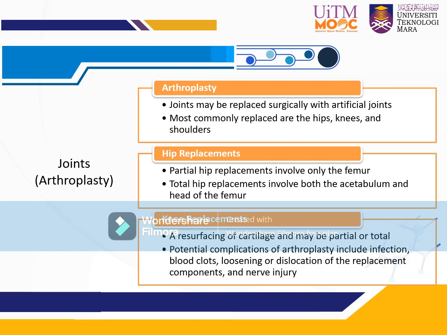For example, in hip replacements, partial hip replacements involve only the femur. Not only that, but total hip replacements also involve both the acetabulum and the head of the femur. While for knee replacements, a resurfacing of cartilage may be partial or total. Anyhow, the potential complications of arthroplasty include infection, blood clots, loosening or dislocation of the replacement components, and nerve injury.